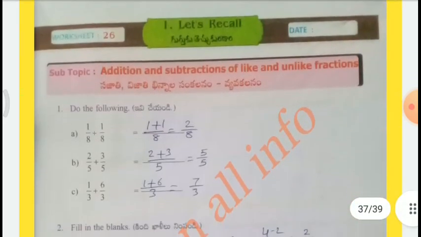Worksheet 26. Subtopic: addition and subtraction of like and unlike fractions. Do the following. 1/8 + 1/8 are like fractions. Add numerators. 2/8. 2/5 + 3/5, we get 2 + 3 = 5/5. 1/3 + 6/3, 1 + 6 = 7/3.